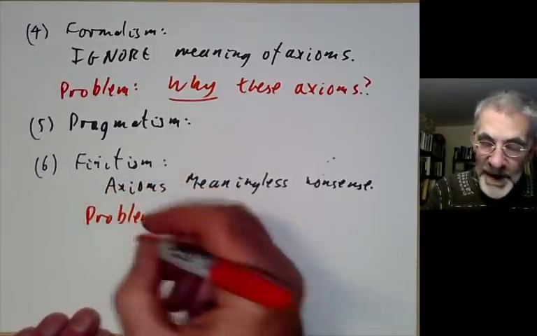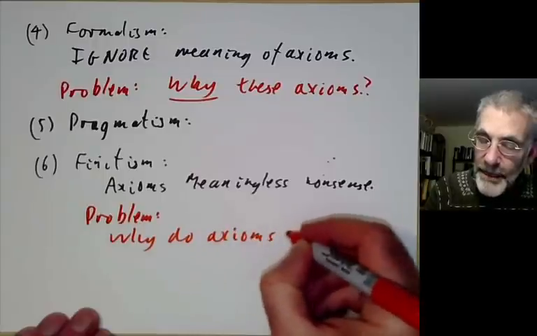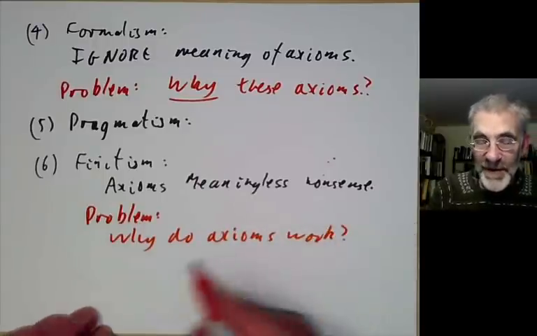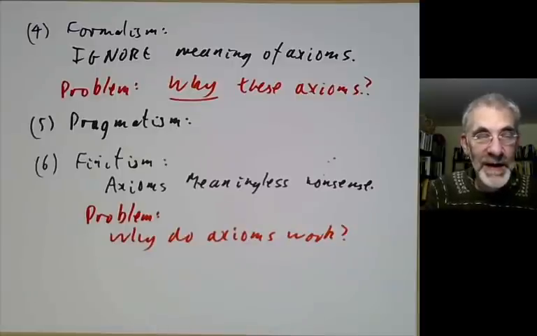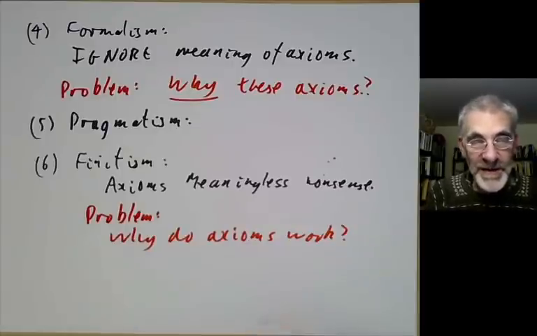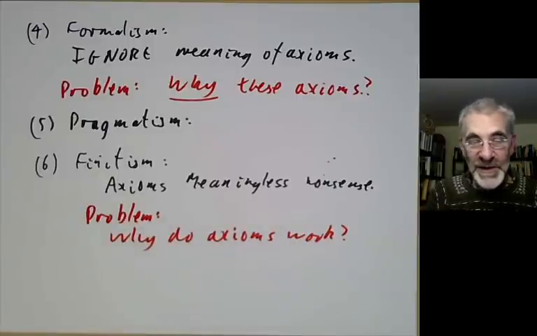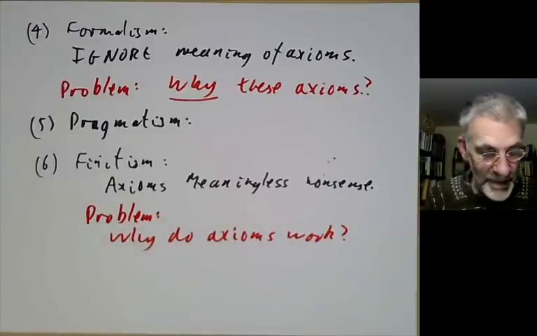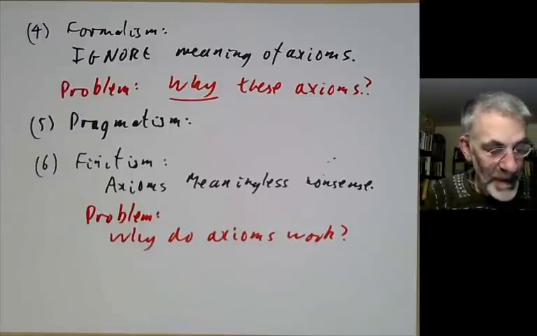The problem is, why do the axioms work so well? A century of working with the axioms shows that they really do seem to do useful things, like explain why Fermat's last theorem is true, and if you simply reject them, then you've lost most of mathematics, which some people don't regard as a bad thing, but whatever.